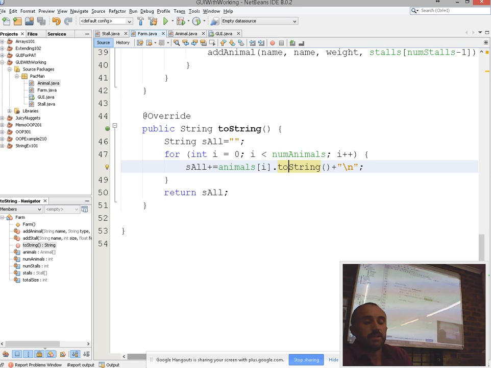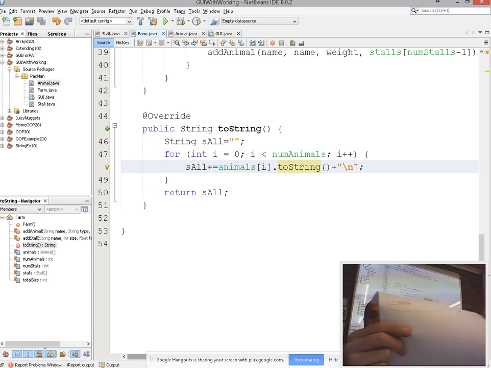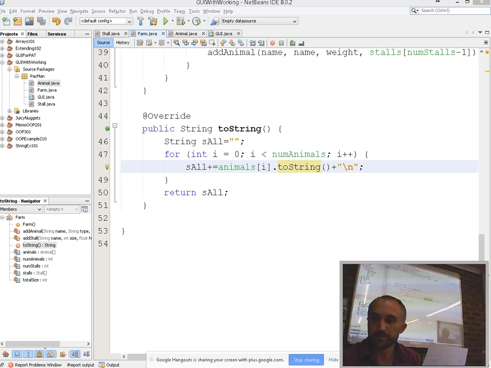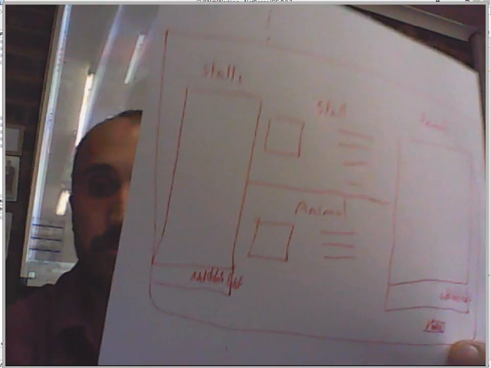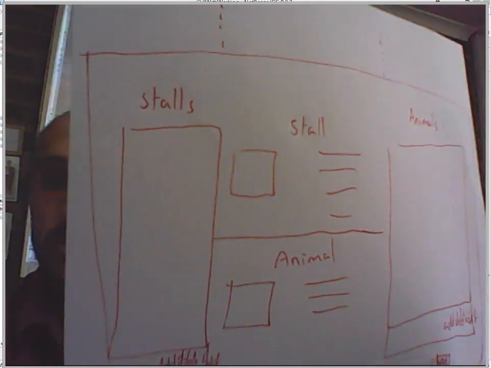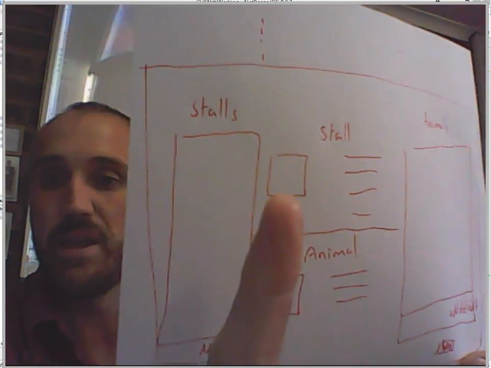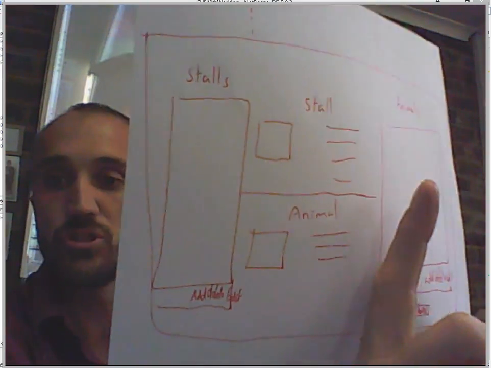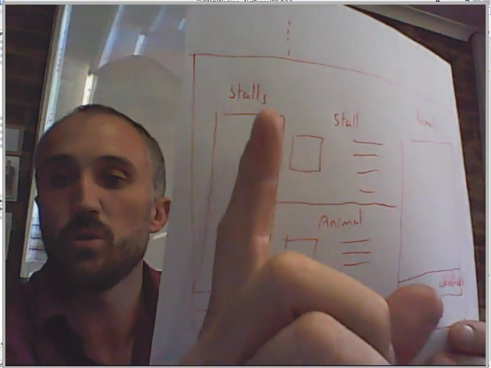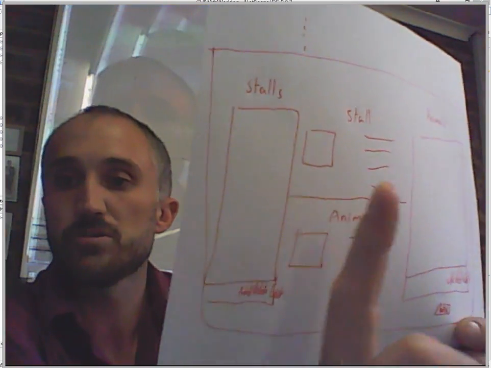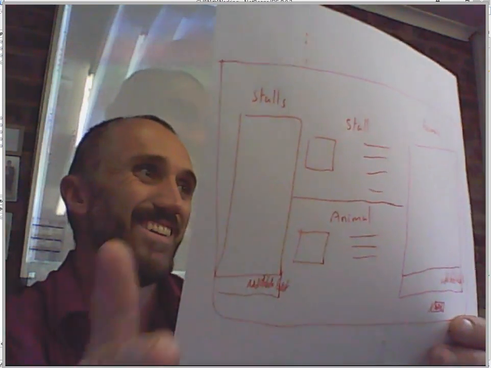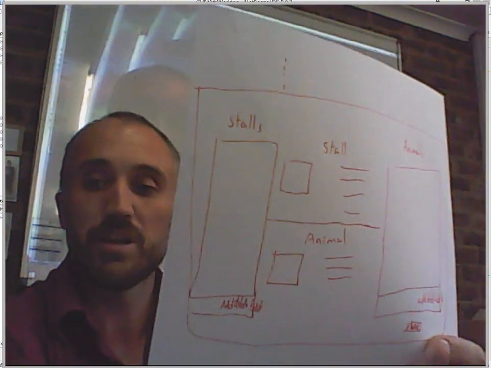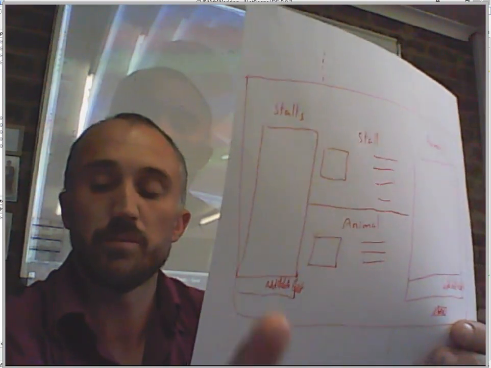Now, if we take a look at our GUI plan, I need to maximize this so we can actually see it. We've got a whole bunch list of stalls here, and a whole bunch of animals there. When you click on an animal, we want to show the animal here and the stall that it's in over here. When you click on a stall, okay, you guys get the idea. And you also want a clear selection button somewhere as well, but we'll get to that.